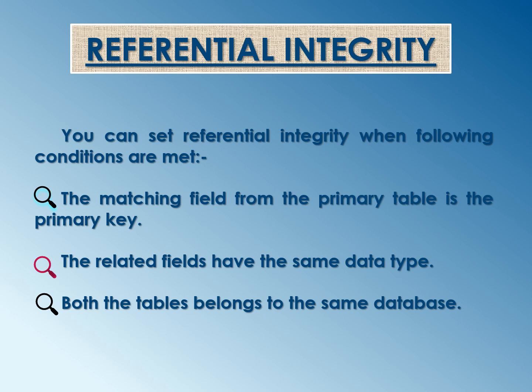When we are setting the referential integrity, we need to check the following conditions. First, the matching field, the common key field across the 2 tables, should be from the primary table as the primary key. The related fields should be of the same data type in both the tables. Like, it cannot be that I have department code as a number in my department table and in my teacher table it serves as a character. No, this cannot be. They both have to be either number or they both have to be character data. Both the tables should belong to the same database. Very important.